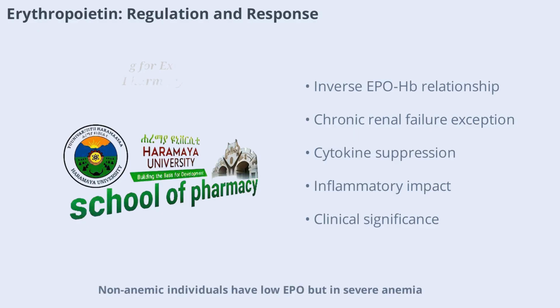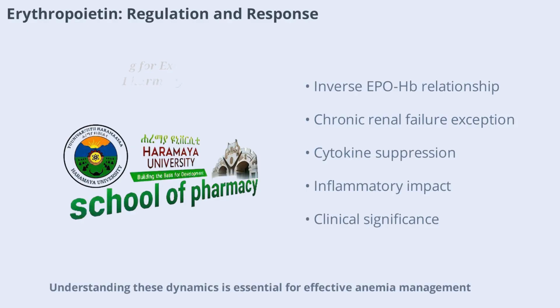Non-anemic individuals have low EPO, but in severe anemia, EPO levels rise exponentially. However, in chronic renal failure, this relationship is disrupted. Inflammatory states can also suppress EPO secretion, iron delivery, and progenitor proliferation due to cytokine activity. Understanding these dynamics is essential for effective anemia management.